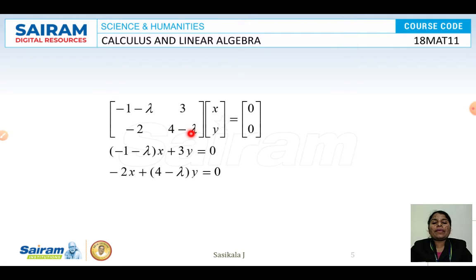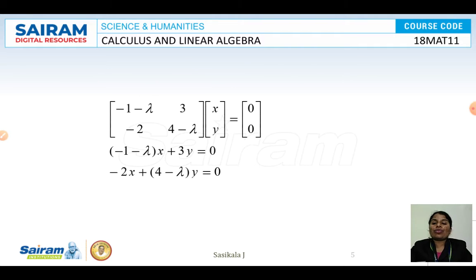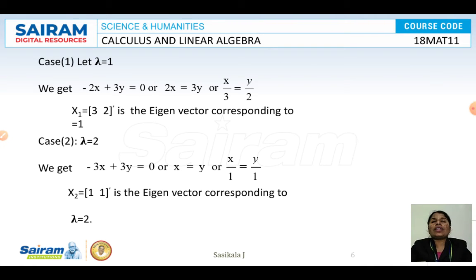4 minus lambda into y is equal to 0. In these two equations, I'm going to make two cases, one is lambda 1 and the other is lambda 2, to calculate your eigenvector.